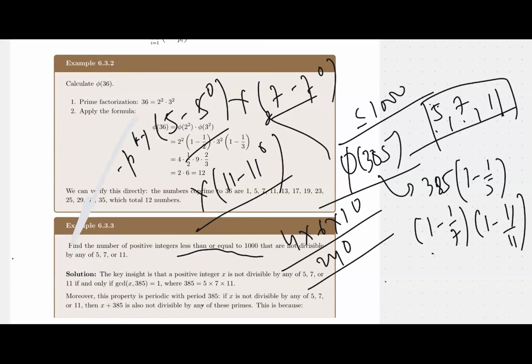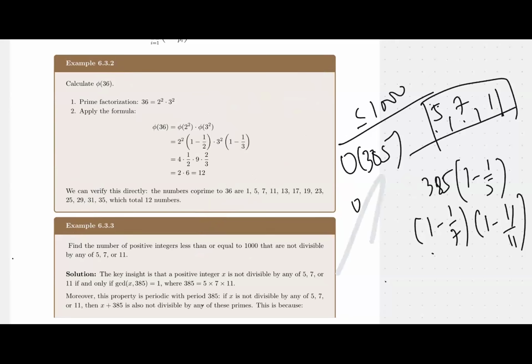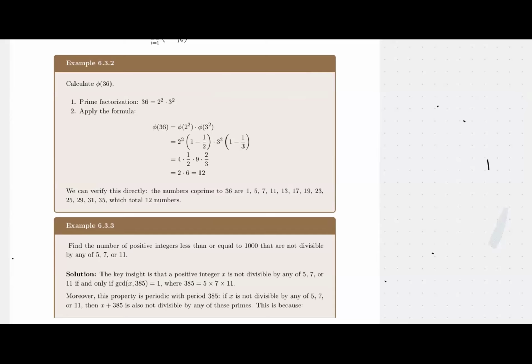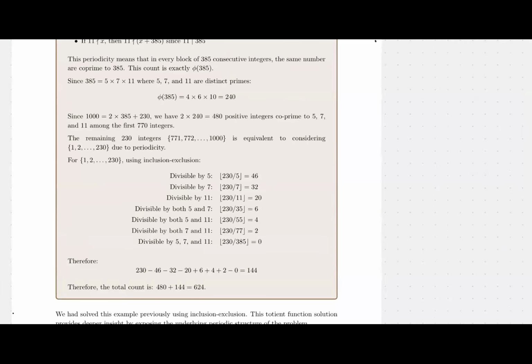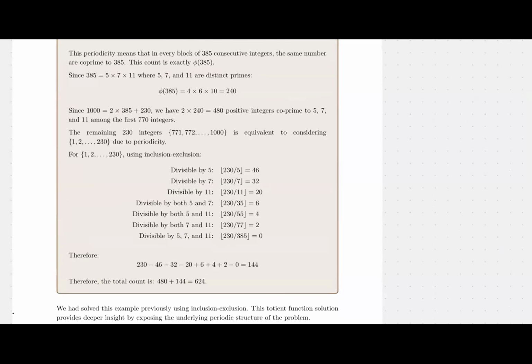Sir, for calculating all the numbers before 1000, I think we have to multiply it three times or something like that. Yeah. See, this can be done via inclusion exclusion. But there is an interesting thing which we have to understand, and which is this. So see, we know the total number of numbers is this. Co-primes are this. Correct?